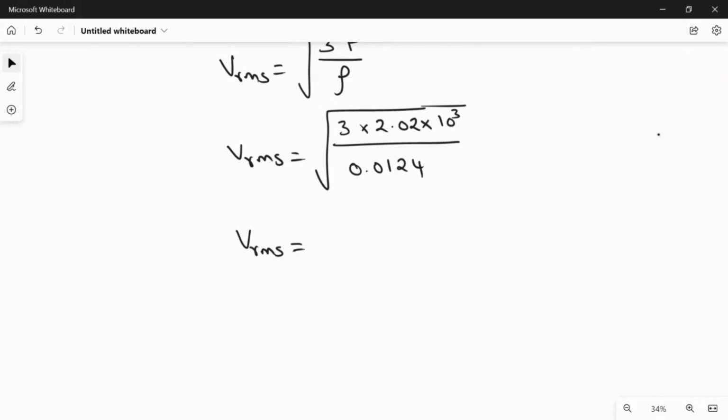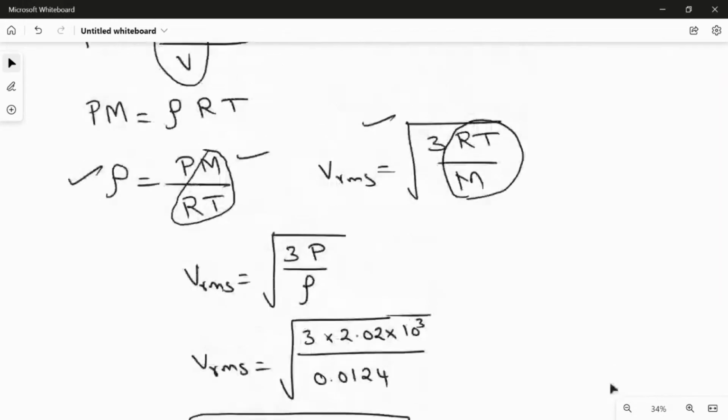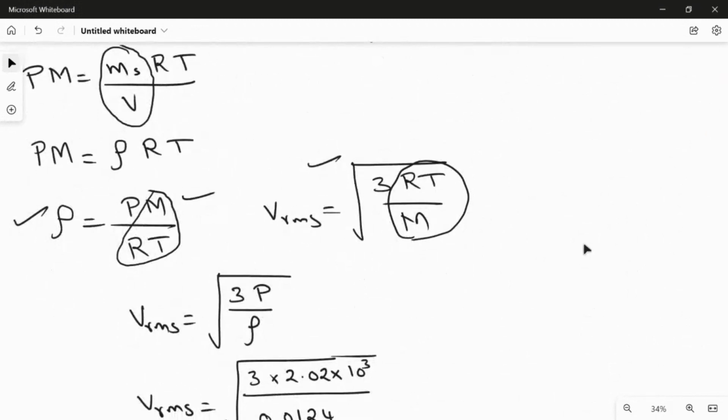So now if you calculate, we get the answer for this vrms, which is our first question, and it takes the value of 699 meter per second. So this is the answer for the first question. Clear? Okay. Now we have to answer the second question. So I'm going to use this rule. Which rule? Rho is equal to PM over RT.